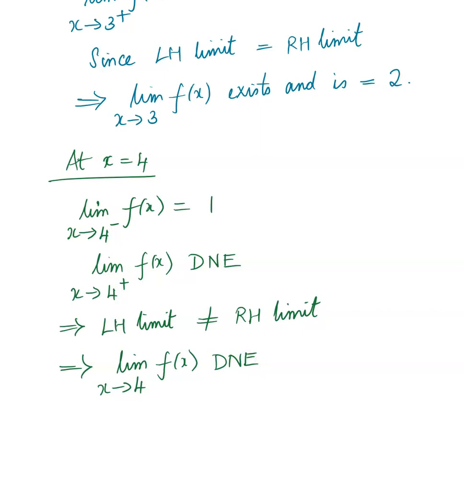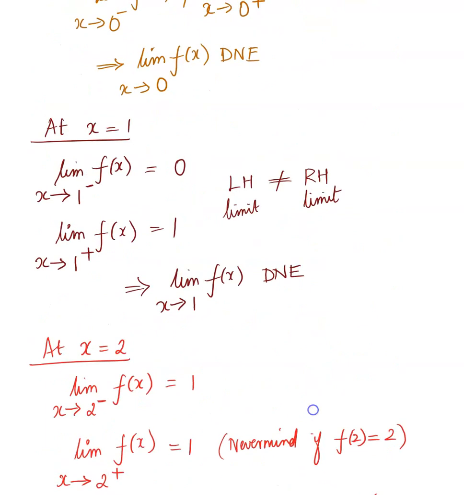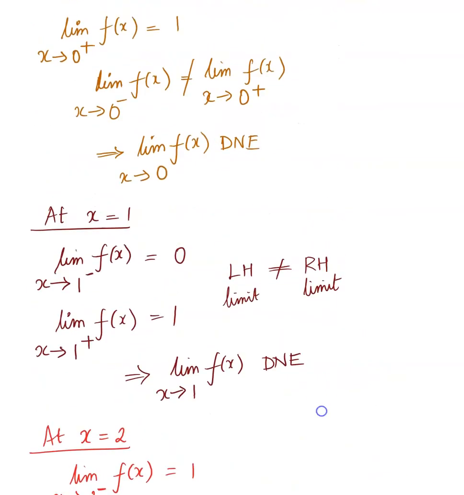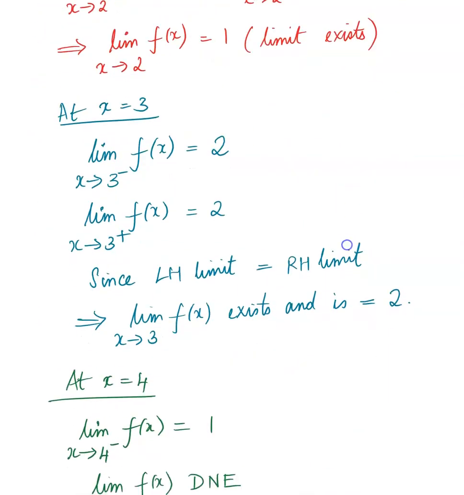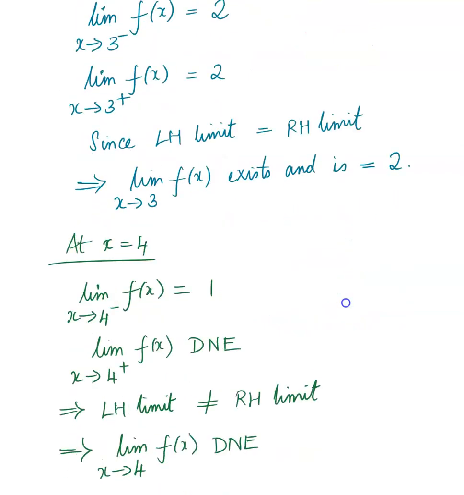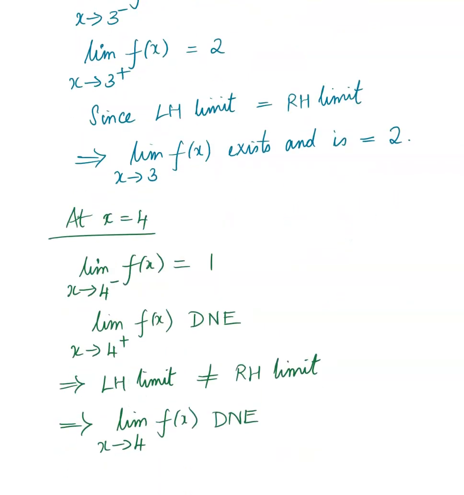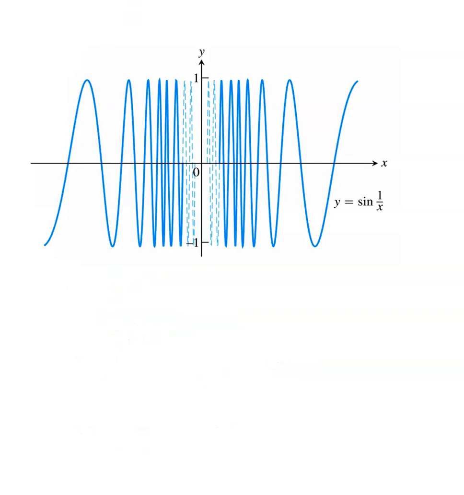So technically, between 0 and 4, f of x has limits as x approaches 2 and as x approaches 3 only. Okay, these 2 points. Let's take this graph. This graph is y equals sine 1 over x. So our question is, find the limit of sine 1 over x as x approaches 0.